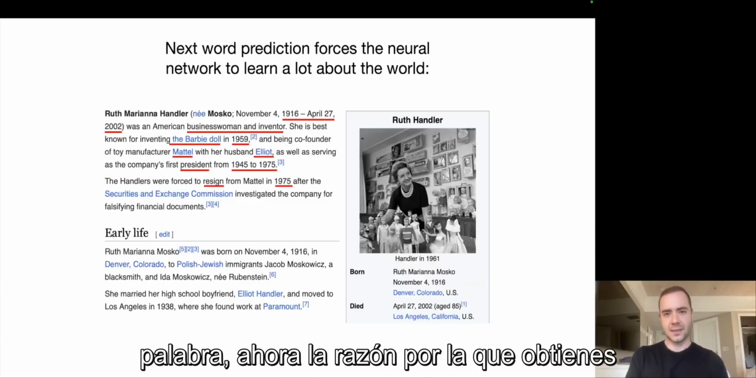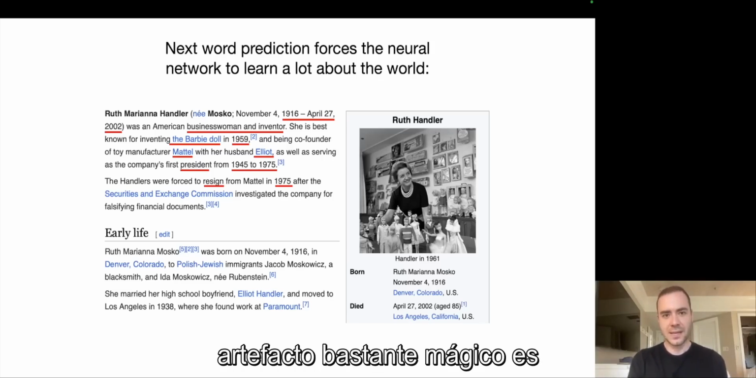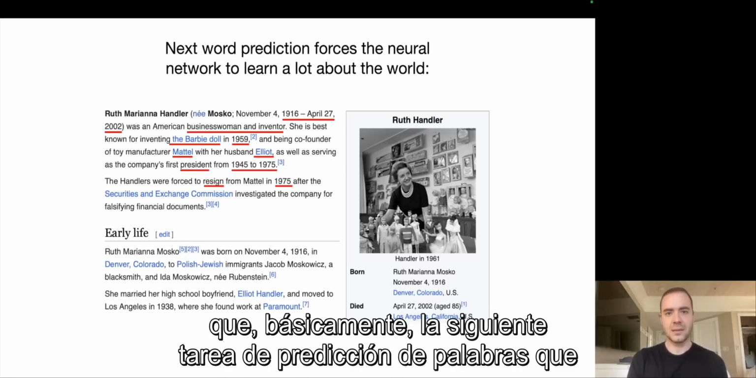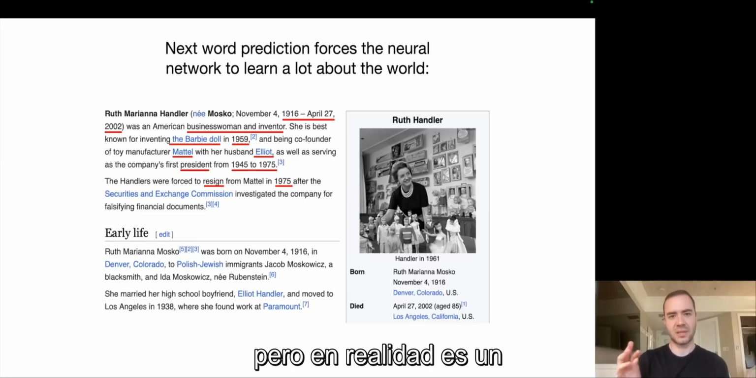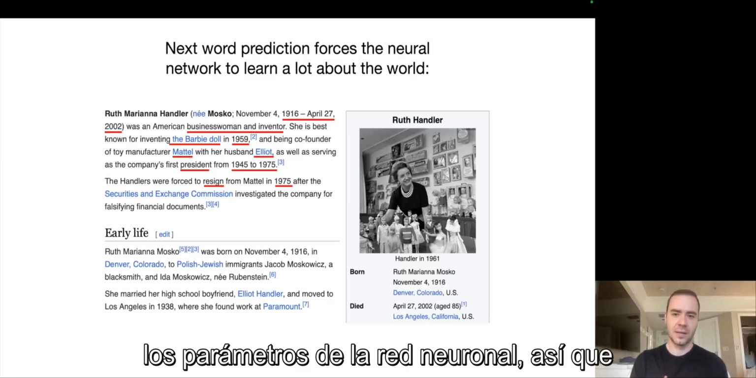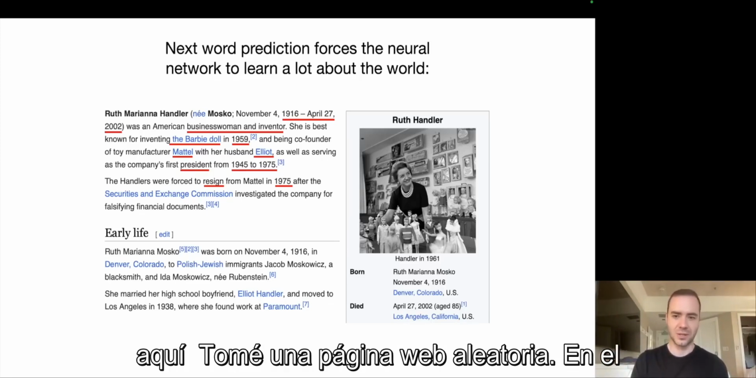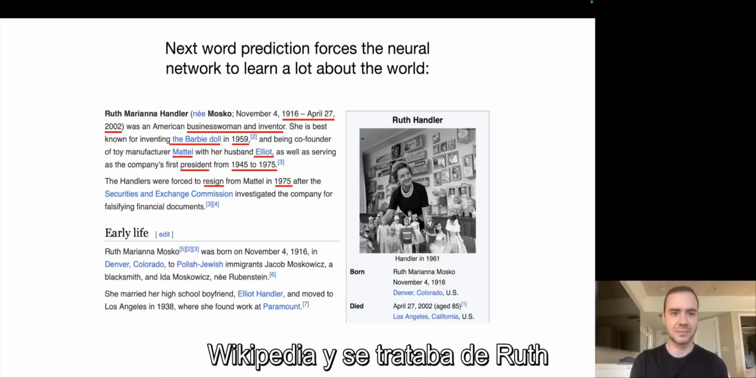Now, the reason that what you get out of the training is actually quite a magical artifact is that the next word prediction task you might think is a very simple objective, but it's actually a pretty powerful objective because it forces you to learn a lot about the world inside the parameters of the neural network. So here I took a random web page at the time when I was making this talk. I just grabbed it from the main page of Wikipedia, and it was about Ruth Handler.